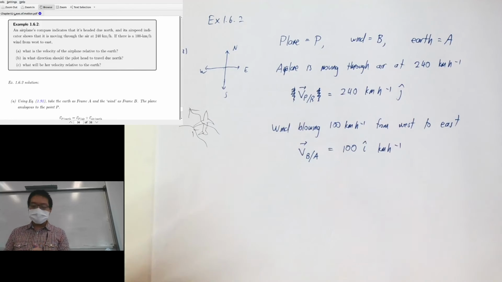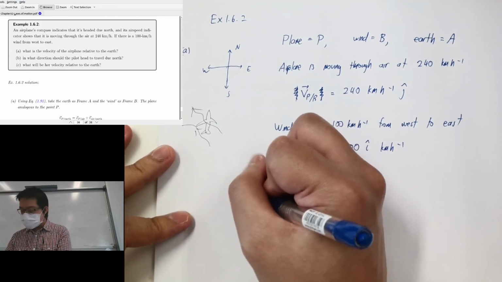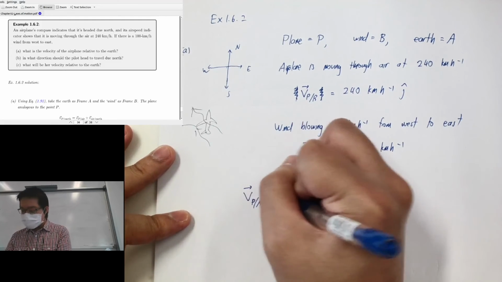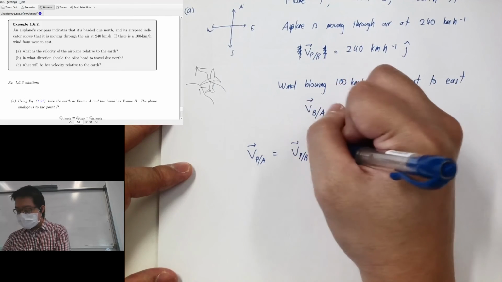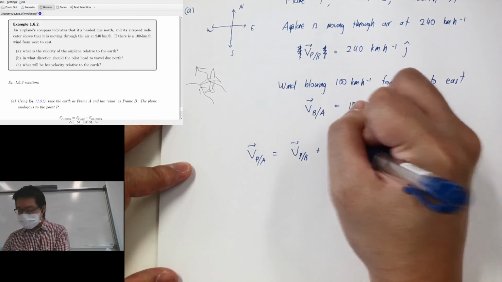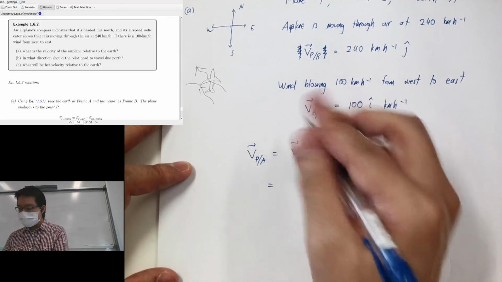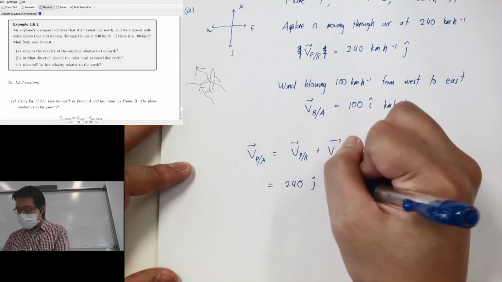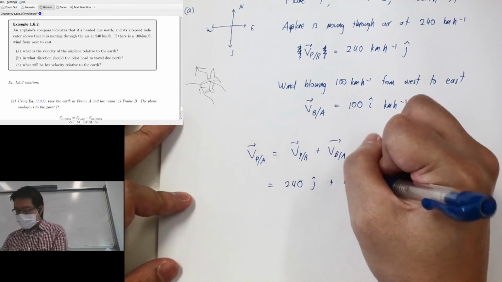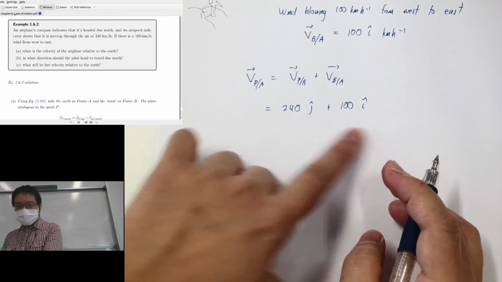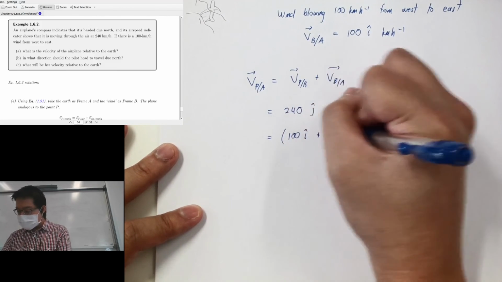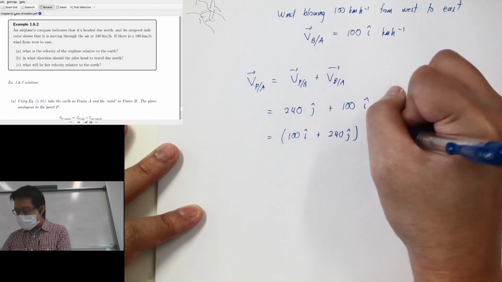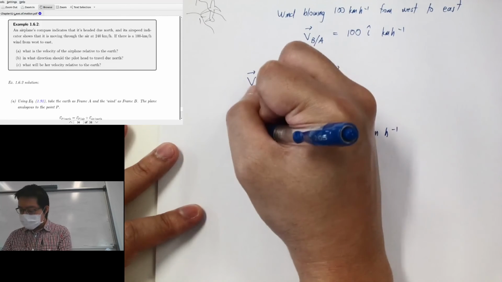So now that you have both pieces of information, what is the velocity of the airplane relative to the earth? That is the velocity of P relative to the earth. Using our formula, which is just VPB plus VBA, just plug in the information that you have. You have 240, and then VBA is 100 in the I direction. So this is the X component and the Y component. So basically our answer is 100I plus 240J kilometers per hour. Okay, so that is VPA.